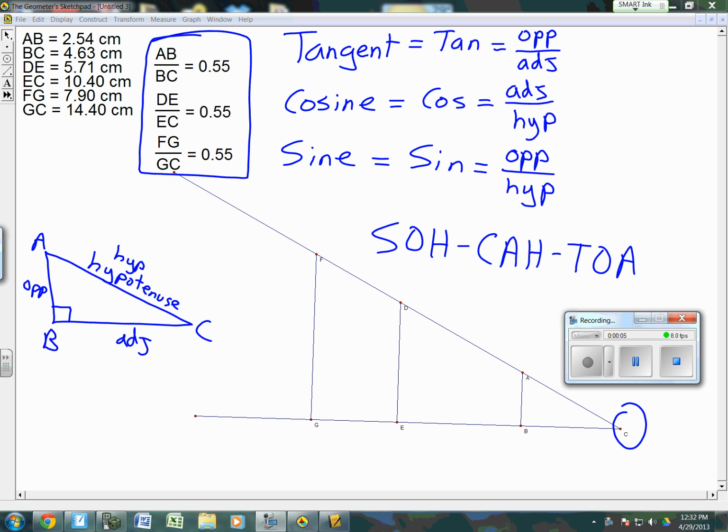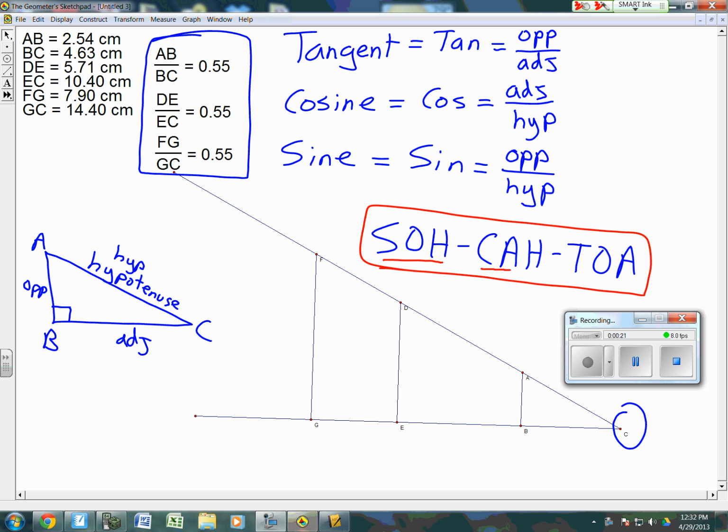So we have tangent equals opposite over adjacent, cosine equals adjacent over hypotenuse, and sine equals opposite over hypotenuse. We learned this acronym to remember: sine equals opposite over hypotenuse, cosine equals adjacent over hypotenuse, tangent equals opposite over adjacent. Okay, so back to this right here.